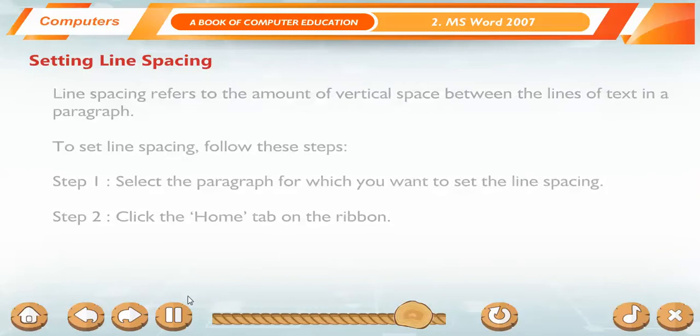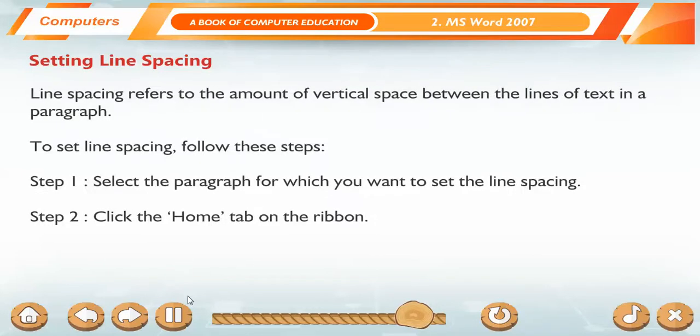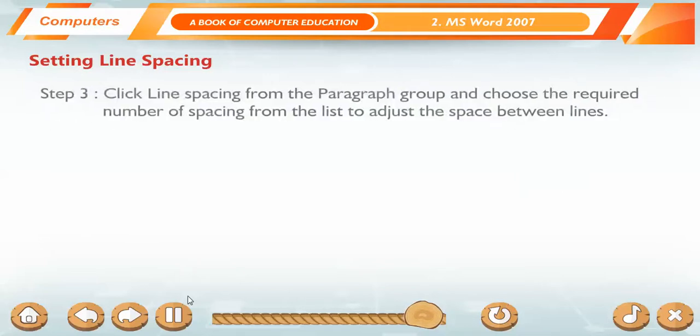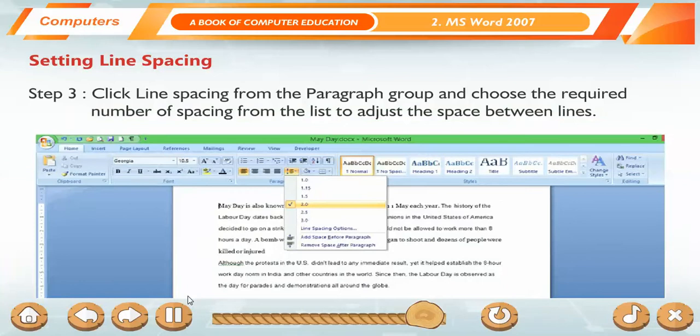Setting line spacing. Line spacing refers to the amount of vertical space between the lines of text in a paragraph. To set line spacing, follow these steps. Step 1. Select the paragraph for which you want to set the line spacing. Step 2. Click the Home tab on the ribbon. Step 3. Click Line Spacing from the Paragraph group and choose the required number of spacing from the list to adjust the space between the lines.